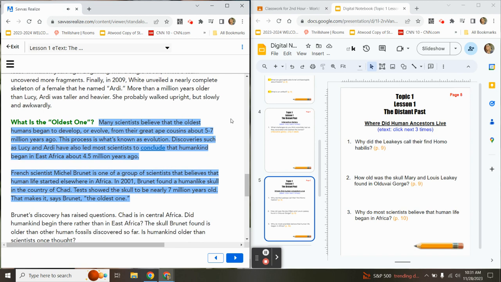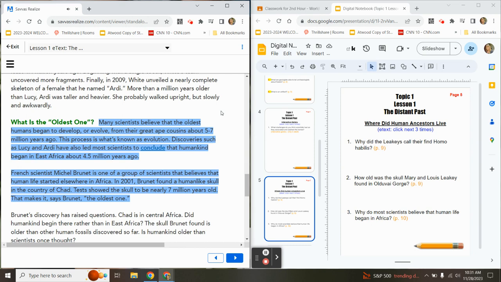What is the oldest one? Many scientists believe that the oldest humans began to develop or evolve from their great ape cousins about 5 to 7 million years ago. This process is what's known as evolution. Discoveries such as Lucy and Artie have also led most scientists to conclude that humankind began in East Africa about 4.5 million years ago.